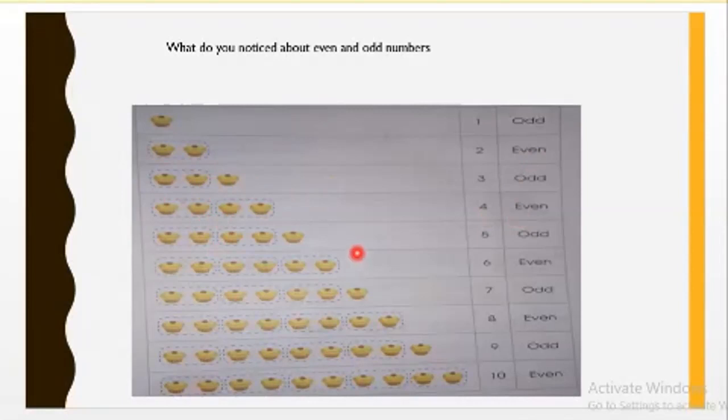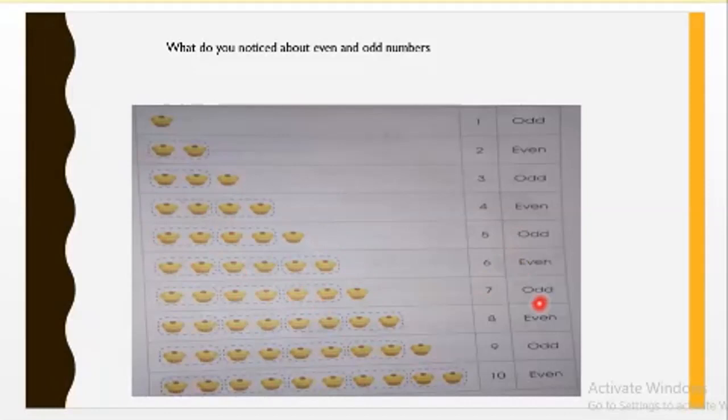Okay. In the 5 cupcakes example, we make the group of 2, but 1 cupcake is left. So 5 is an odd. Let's move on to the sixth one. In the sixth, we equally paired the cupcakes into a group of 2. So 6 is an even number. In the group of 7 cupcakes, we make a group of 2, but 1 cupcake is left. So 7 is an odd number.